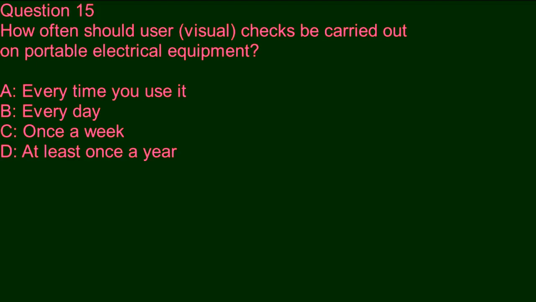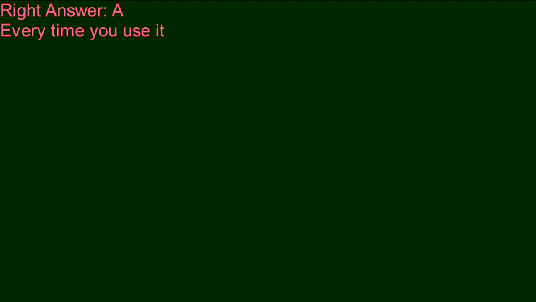Question 15. How often should user visual checks be carried out on portable electrical equipment? A. Every time you use it. B. Every day. C. Once a week. D. At least once a year. Right answer, A. Every time you use it.